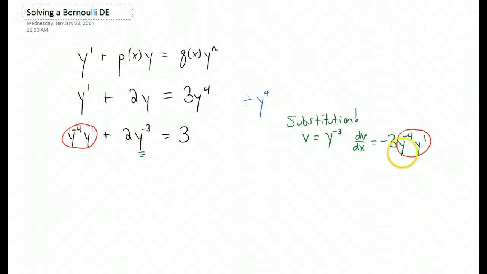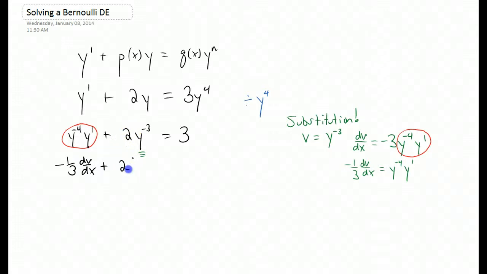So it might make sense to isolate this just by dividing by negative 3. We have negative 1/3 dv dx equals y to the negative fourth y prime. And now we can easily make the substitution. Y to the negative fourth y prime is just going to turn into negative 1/3 dv dx plus the 2 is going to follow. Y to the negative third power is now v equals 3. Now if we multiply through by this negative 1/3 term, we get, I'm just going to call it v prime now, minus 6v equals negative 9.